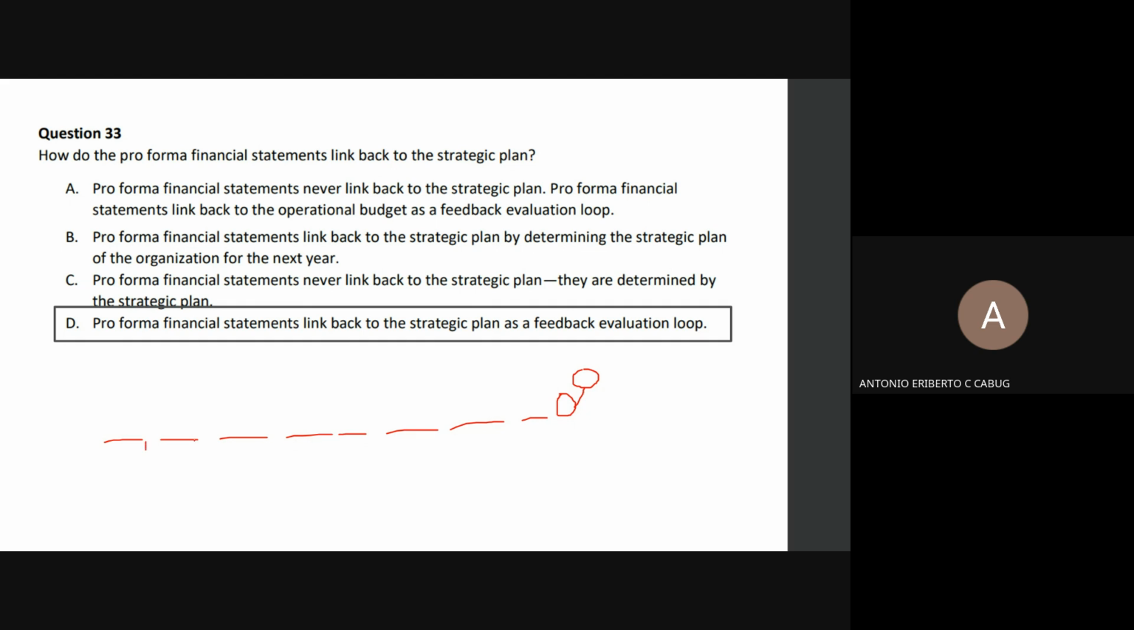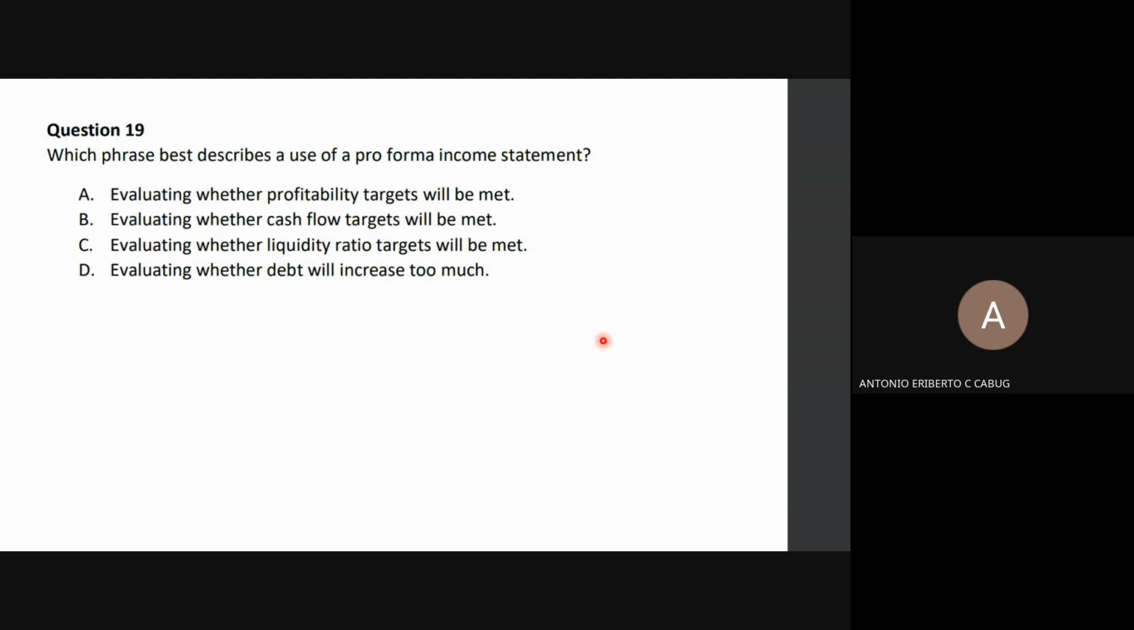And we can prepare a pro forma financial statement in each of those years to determine whether, if we keep things as they are and follow how we intend to plan, we would be able to meet our target. So it serves as a feedback evaluation loop. Is our company on track in meeting our long-term vision? We can make that assessment through the use of pro forma financial statements.